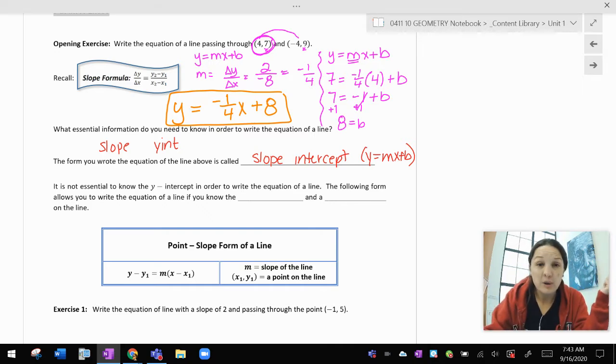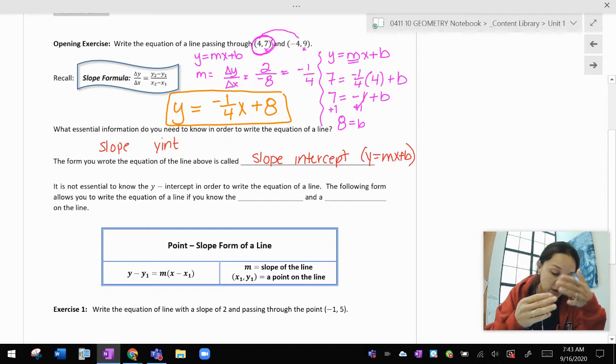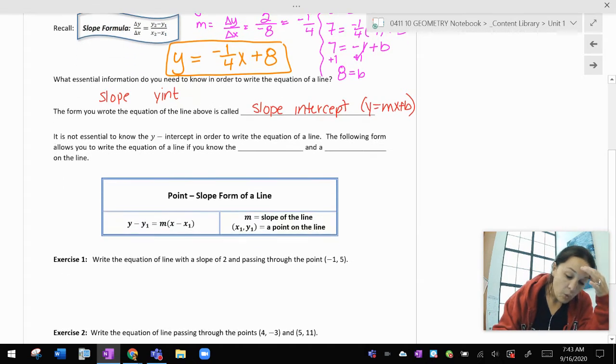You don't have the y-intercept that often. Or even more often, the y-intercept is some garbage number. And you don't want to have to solve for that. So the better way is, why don't I use a point that maybe might not be the y-intercept, but it's a point I already know about? In walks what's called the point-slope form of a line. It is not essential to know the y-intercept to write the equation of a line.